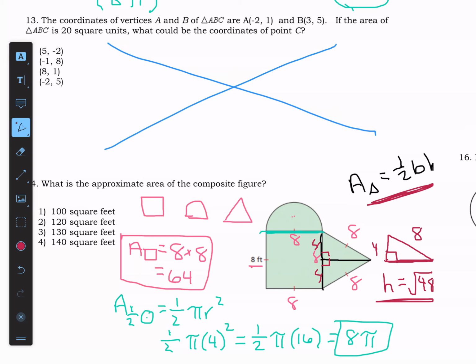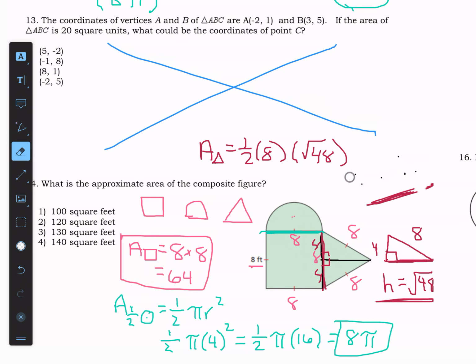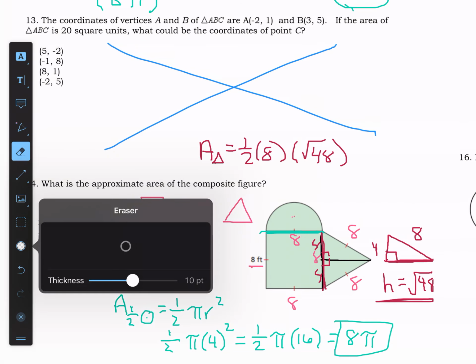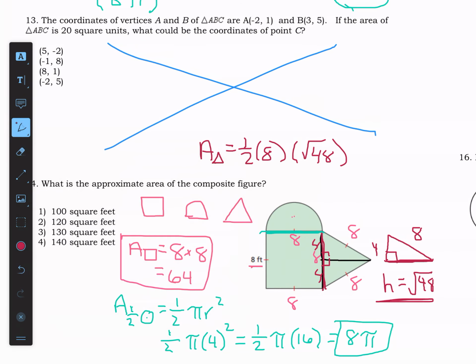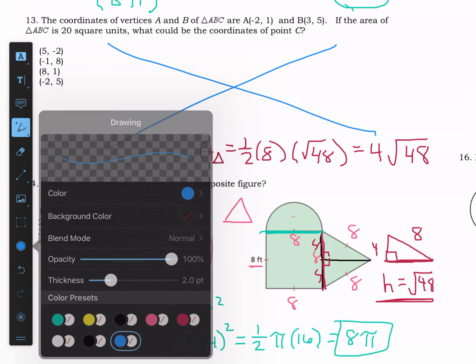I'll do that up here because we have some space. So the area of a triangle is 1/2. Our base is 8, because remember, we're back to talking about the entire triangle here. And our height is radical 48. So 1/2 times 8 times radical 48. I'm just going to do 1/2 of 8, which is 4, so I'm going to write this as 4 radical 48. All right, so now we're ready to finish the problem.